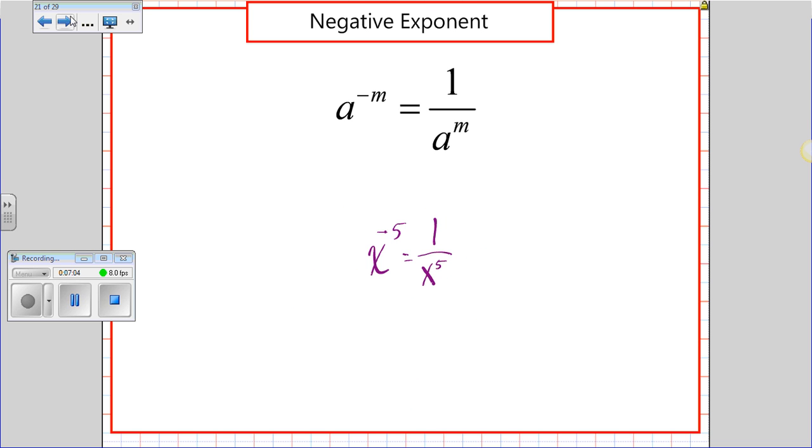All right, final one, the negative exponent rule. If I have x to a negative power, that's the same thing as 1 over x to that power. So x to the negative 5th is 1 over x to the 5th. If I have 3 to the negative 2, that is 1 over 3 squared, or 1/9. All right, so you try. What is 4 to the negative 2? Hopefully you get 1/16.